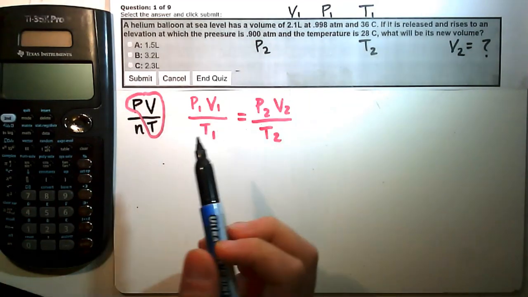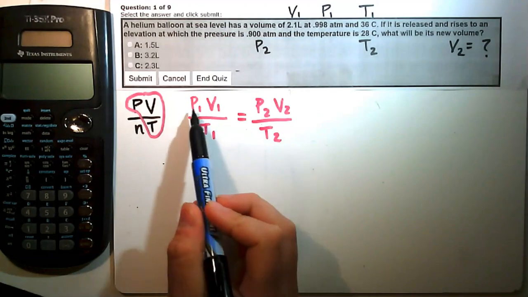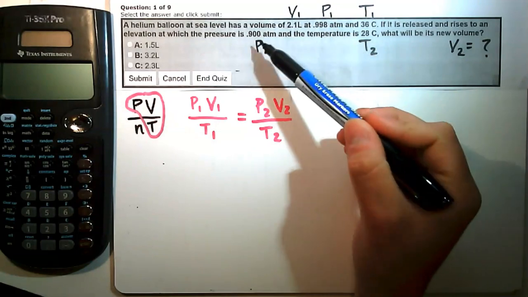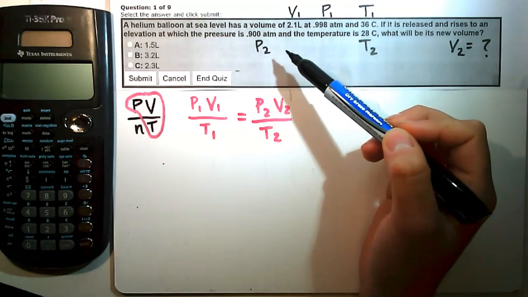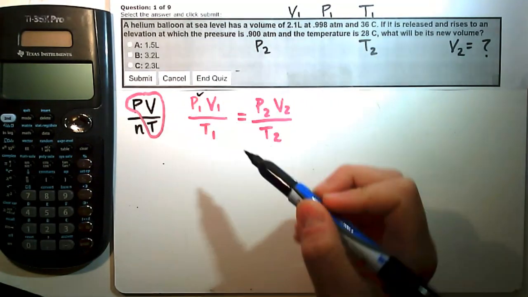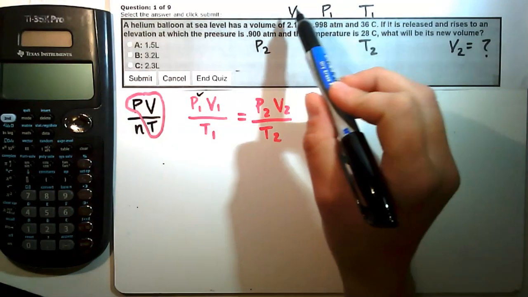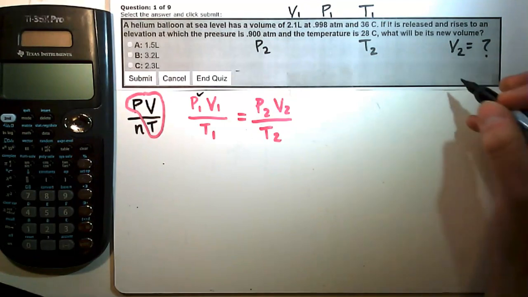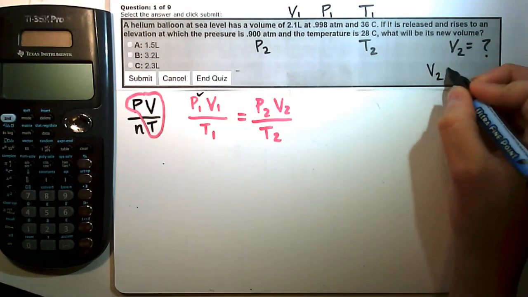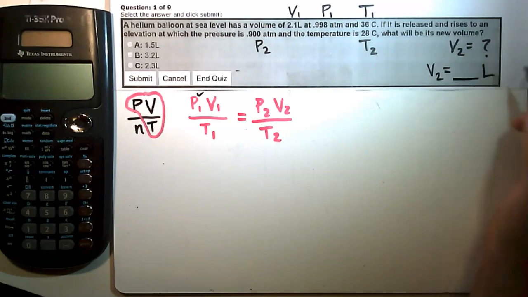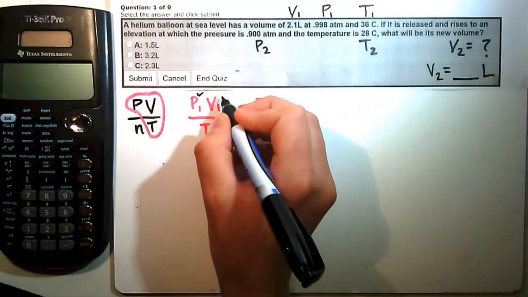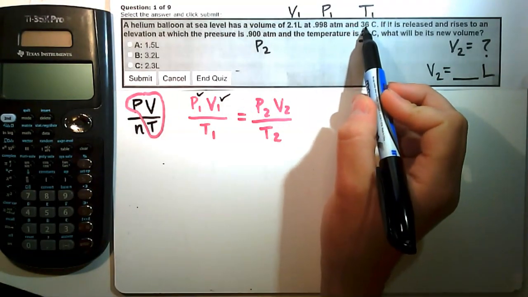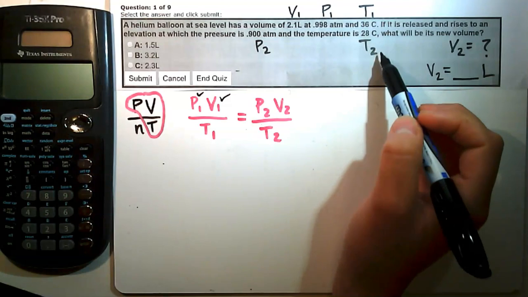So before we start plugging things in, let's check our units. We know we need both of our pressures to have the same units. Our P1's in atm and our P2 is also in atm, so we're good on pressure. Okay, so let's check volume. Volume, our V1's in liters, and we're looking for our second volume, so that means that our V2 is going to come out in liters. We're going to get some number of liters as V2.